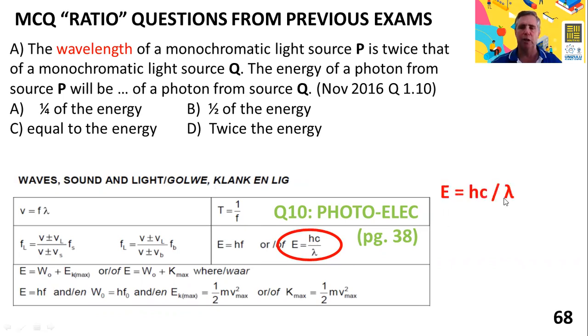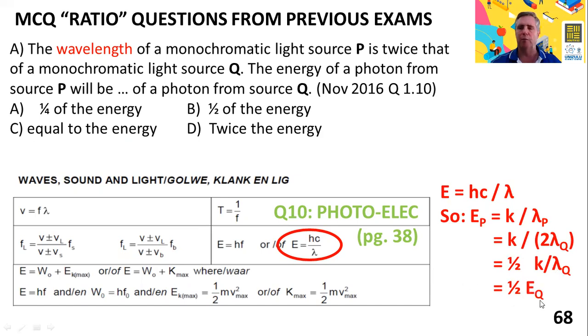We'll say, right, energy equals hc over lambda. So the energy of source P is a constant, we're just combining those two into one constant K, over the wavelength P. And we're told here that the wavelength of P is twice that of the wavelength of Q. So I'm putting that in. So that'll give you half K over lambda Q. But that's simply half of the energy of Q. So our correct answer will be B, half the energy.